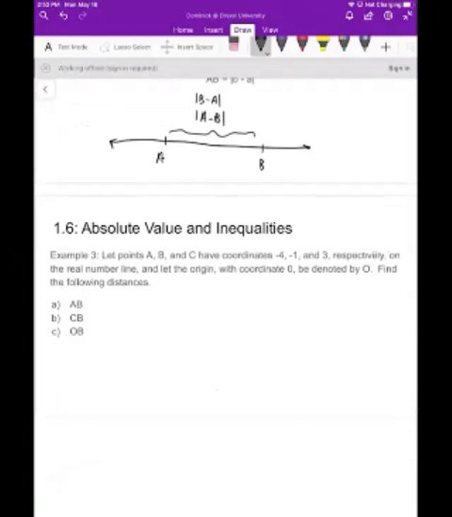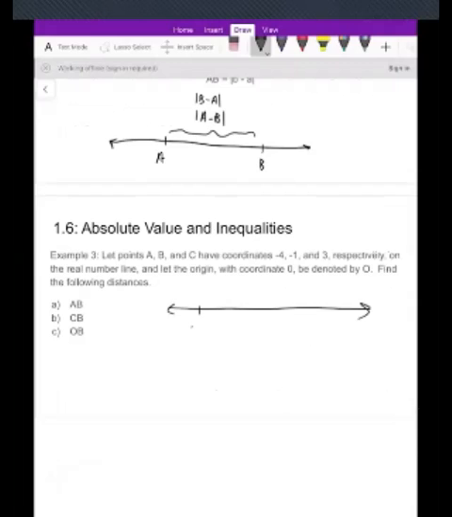All right, so in this example, we have that A, B, and C on a number line have the coordinates -4, -1, and 3. So -4, -1, and 3.